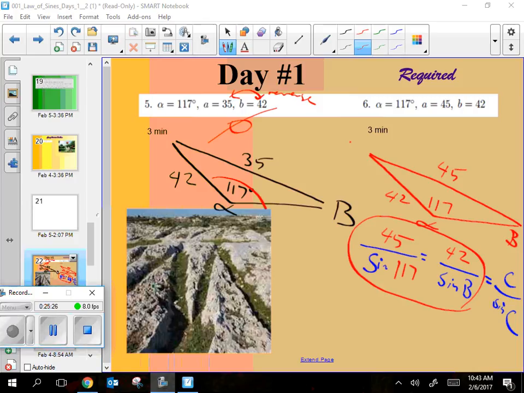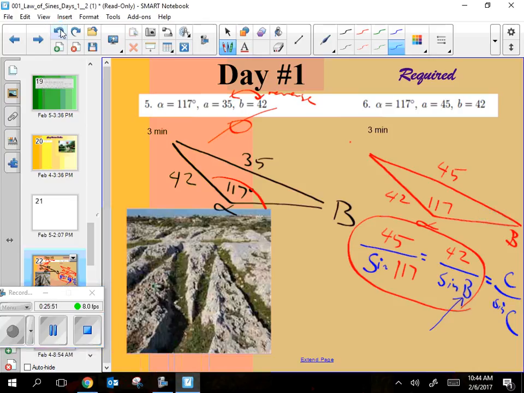Okay, and your job is to find all the other sides and angles. I know that's not clear in the directions, but that's what you're supposed to do, is find all the other sides and angles. And once you have one of these angles, like we're about to find B here, and if I knew that was like 38, it's really easy to find the last angle because they have to all add up to 180, so it'll be a piece of cake.